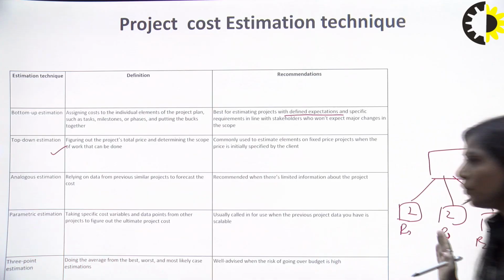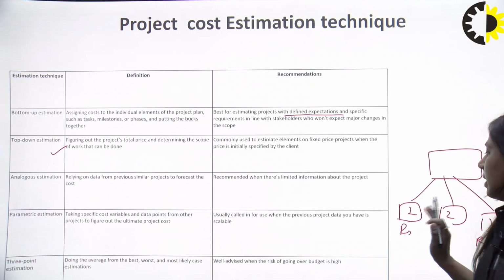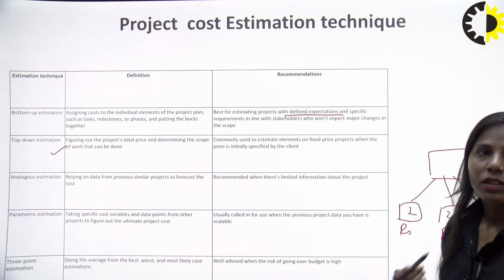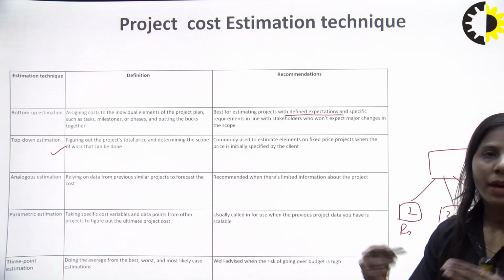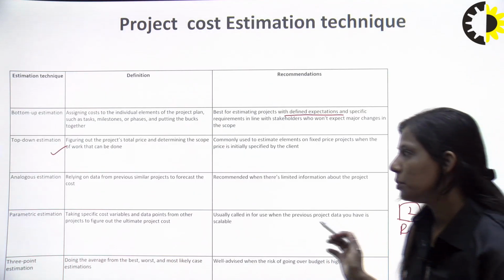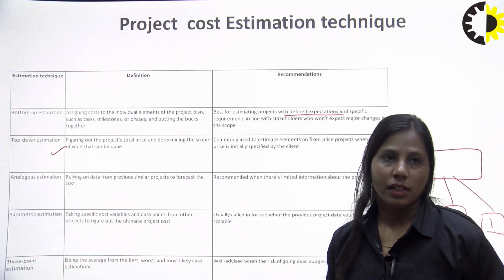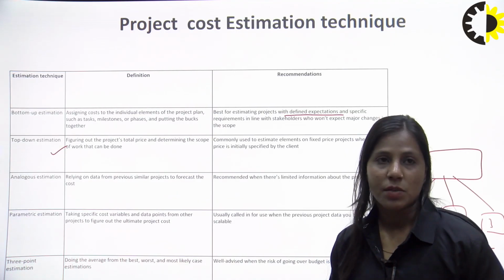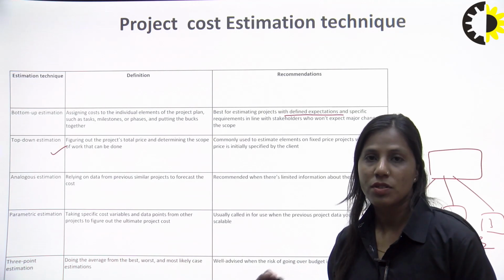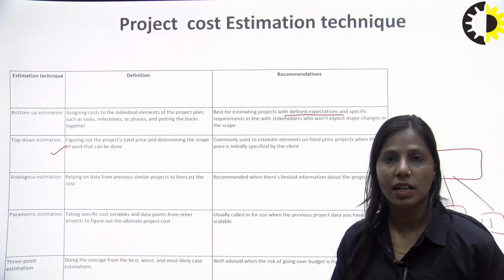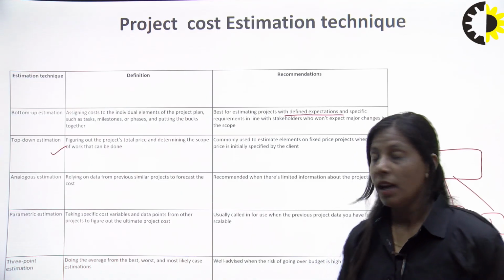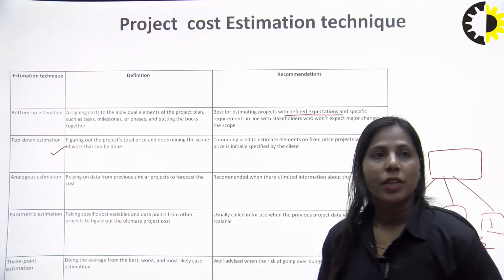Over here, in bottom up, we are first defining the cost of the different phases, then we are combining the price. But in the case of the top down, we are giving a total price amount or estimation, then we are dividing it into the particular scope or particular work that can be assigned to the particular phases.